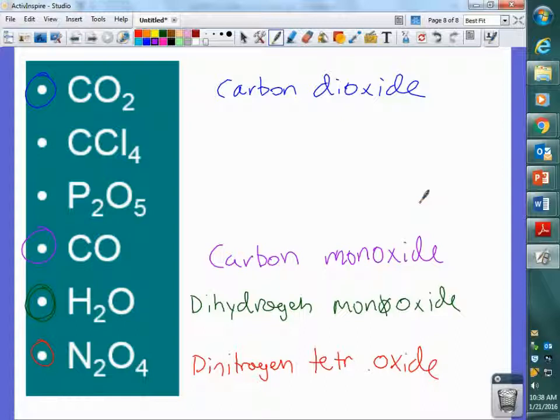Okay? So, rules, right? Prefixes. Unless the first element in the formula only has 1, then you drop the mono. Second, you change the ending of the second word to IDE. Third, if you have 2 vowels together, sometimes we drop that vowel, right? Okay? Mono, tetra, penta, that kind of stuff.